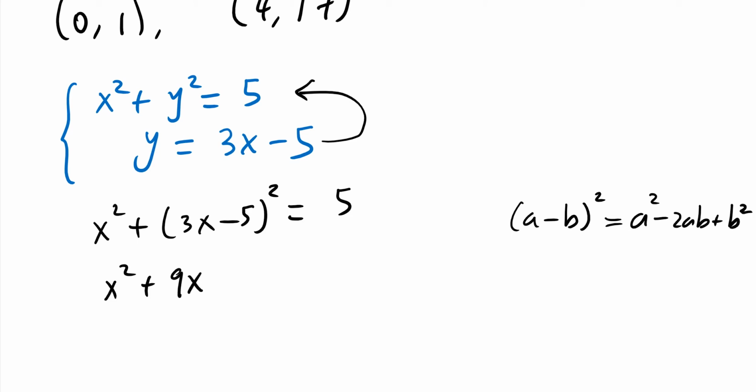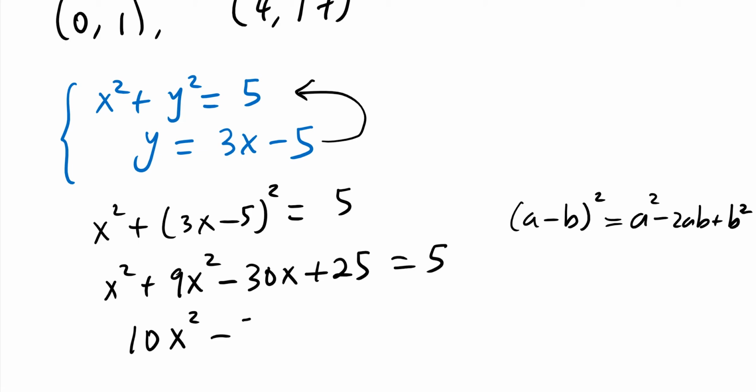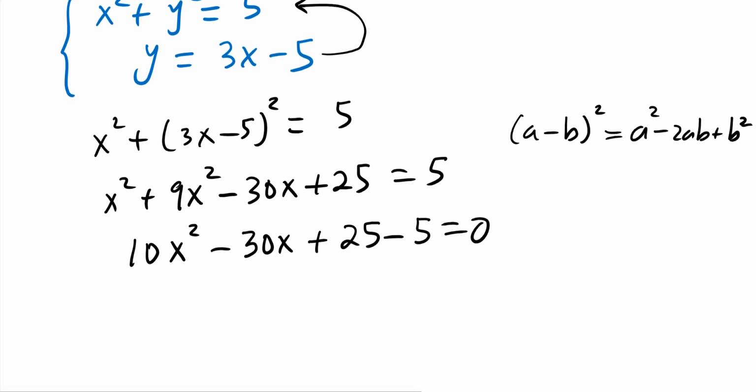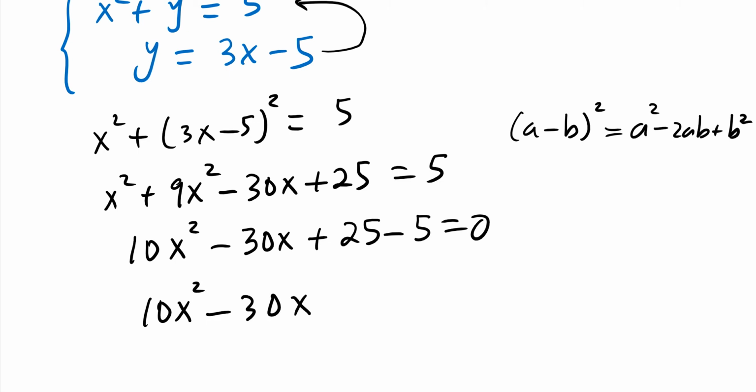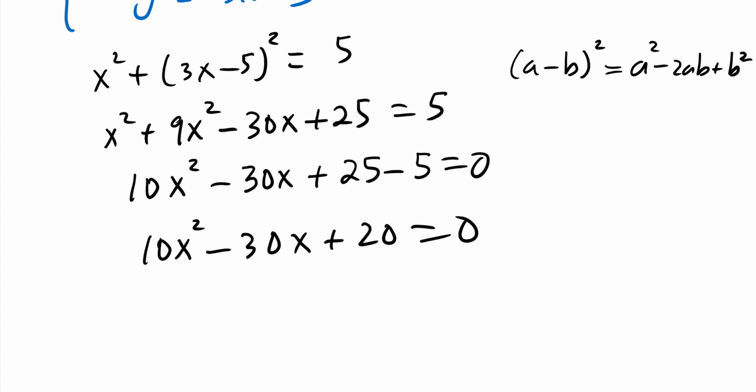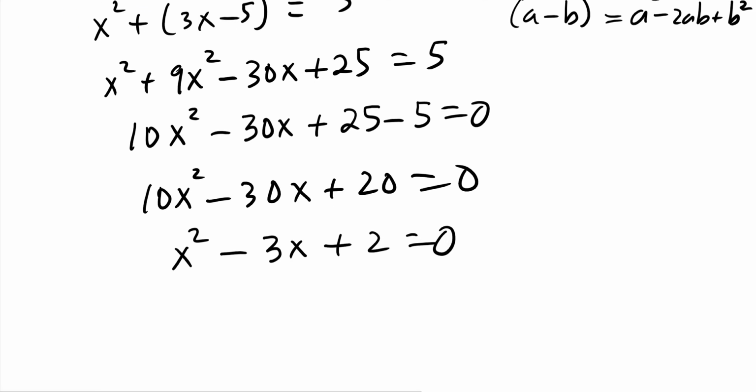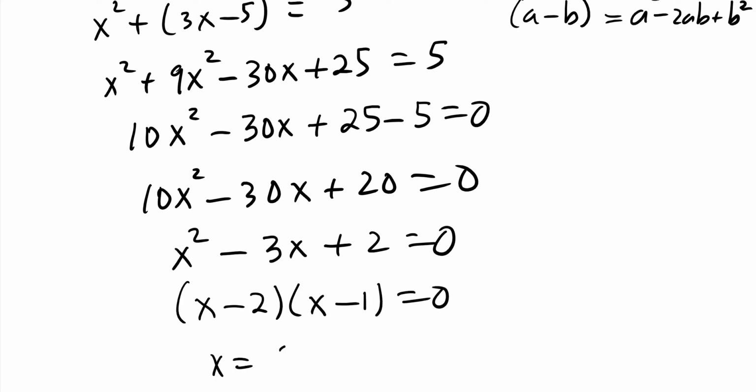So 9x squared minus 30x plus 25. Combine like terms, and notice it's a second degree polynomial or equation, so we must subtract 5 on both sides. That gives us 10x squared minus 30x plus 20 equals 0. And what we can do here, we can actually divide everything by 10, so it makes it easier. As you can see, equals 0. Then we can factor x minus 2, x minus 1. We get x equals 2 and x equals 1.